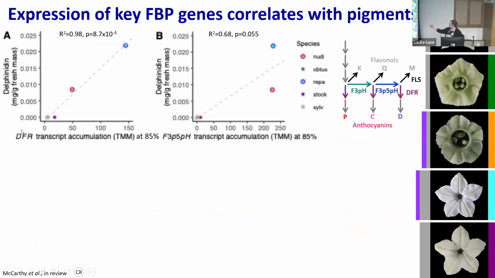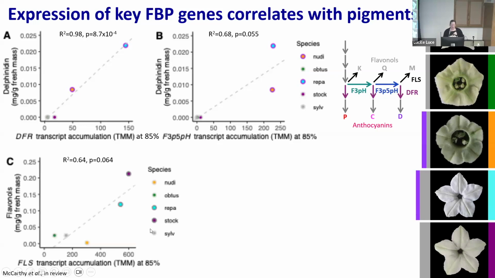So if we look, and apologies for the quality of these graphs, I'm not sure what happened there. If we look at DFR transcripts and correlate it to delphinidin, we have a really nice correlation. Similar to F3'5'H, which brings the pathway to our delphinidin branch, we see that there's an increase in delphinidin with an increase in transcript accumulation. Similar with FLS. If we have an increase in FLS, we have an increase in flavanols.